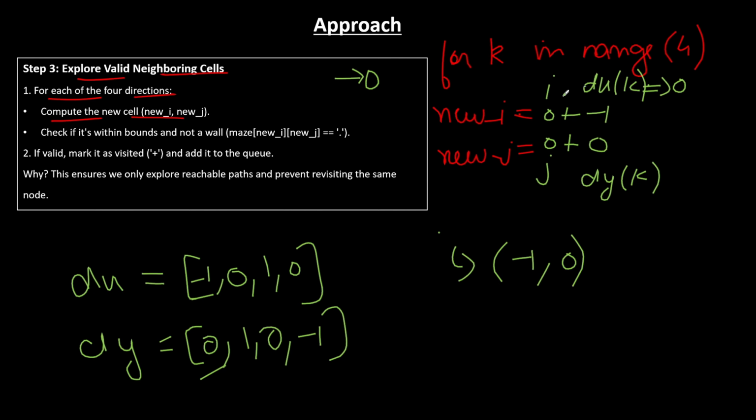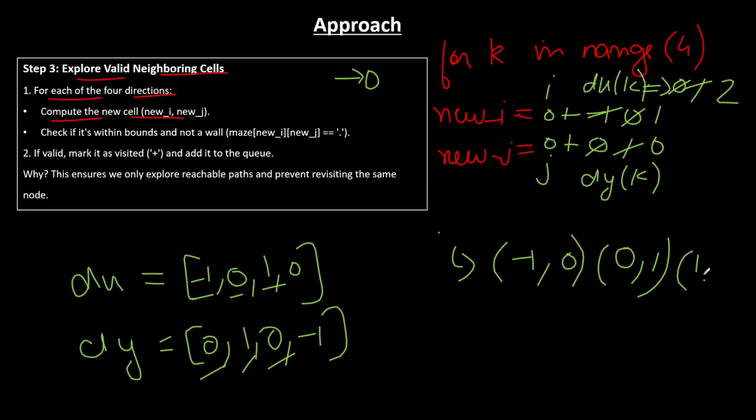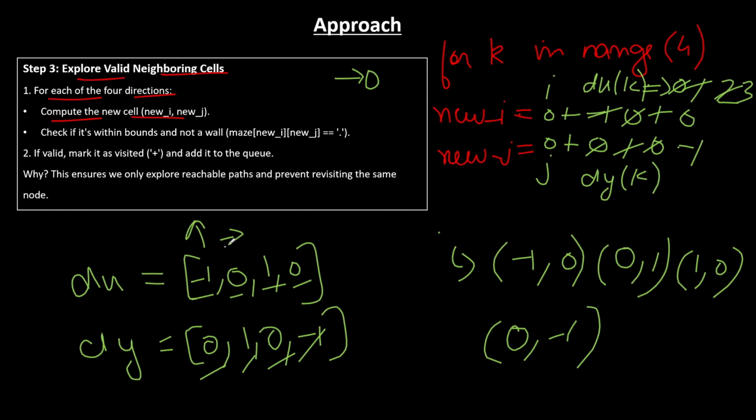Now, when the k value becomes 1, you will take 0 and 1 from this particular list, right? So this becomes 0 and this becomes 1. So the new direction becomes 0, comma 1. Then the k value becomes 2. So you take values 1 and 0 from here and you update it. So you get the new output as 1 and 0. Then the k value becomes 3. So you take 0 and you take -1. So the new output becomes 0, comma, -1. So these are the four directions which are basically up, right, down, and left.